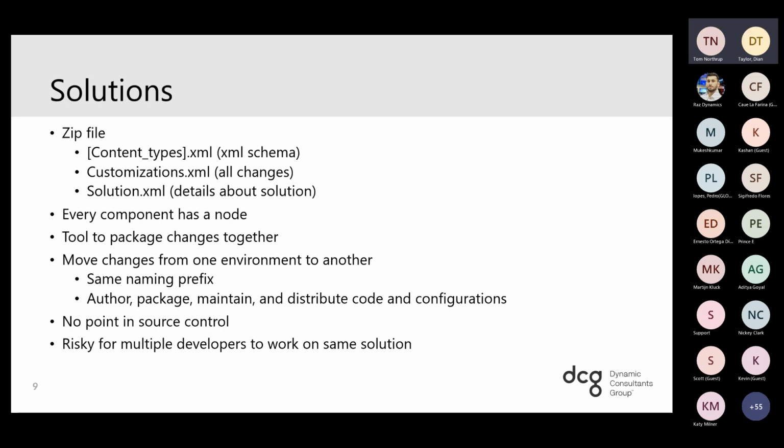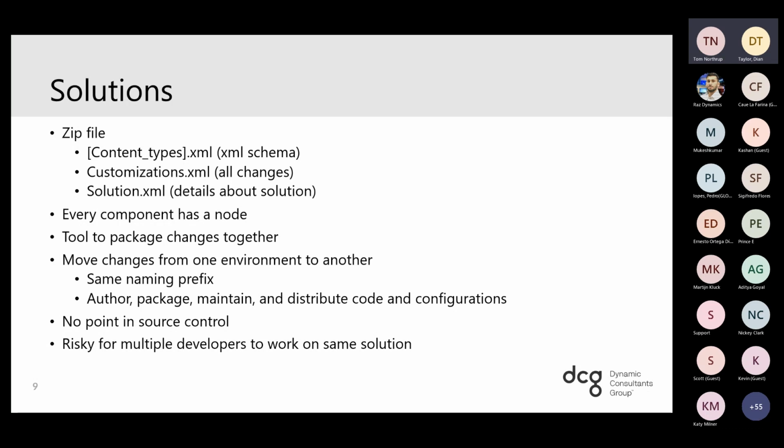There's no point in source control for solutions. You can, and I've done this before, where when I export a solution, version 1.2, I save that in a shared location for the client so that they have a history of their solutions. But you're not really source controlling the changes because all you can do is save the zip file. You can't track changes to the zip file.